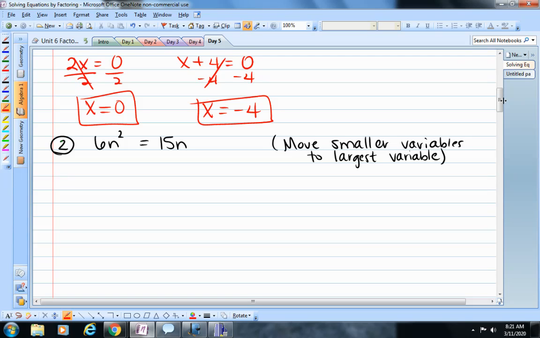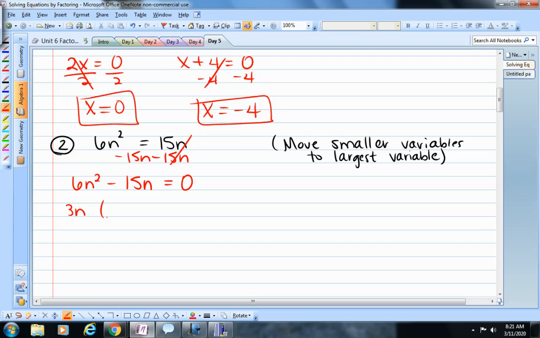Mathematically. Subtract it. Good. So we subtract 15n on both sides. And these are not like terms. All right. Okay, we're equal to 0. So now we factor. Do we have a GCF in those two terms? What are they? 3 and n. Y'all agree? So 3n is the GCF.